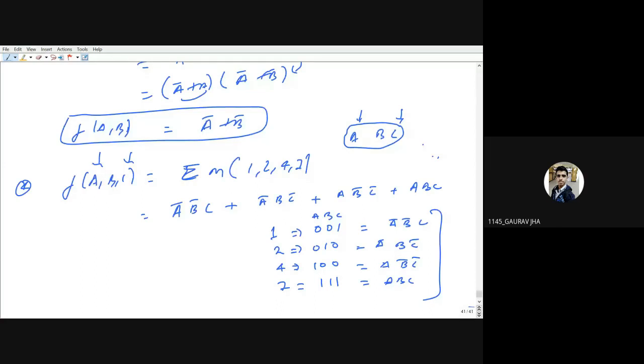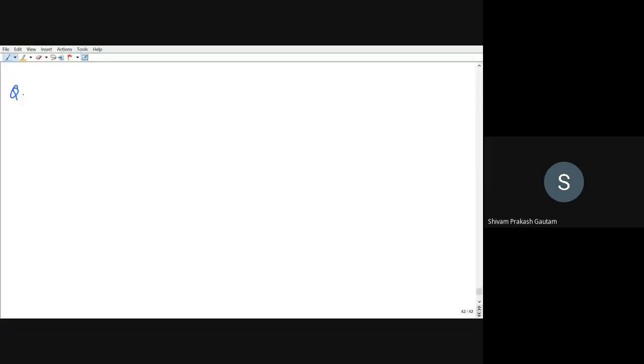Yes, sir. Okay. So now I think this is already in reduced form. You cannot reduce it further. So I am leaving it at this point only. Okay. Now, next problem. We are having a function of A, B, C, D.